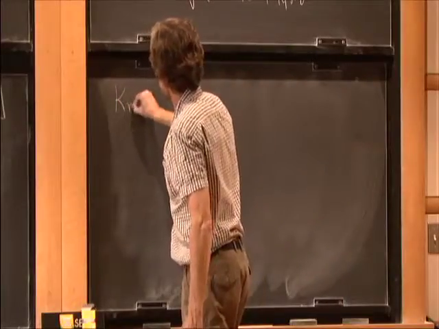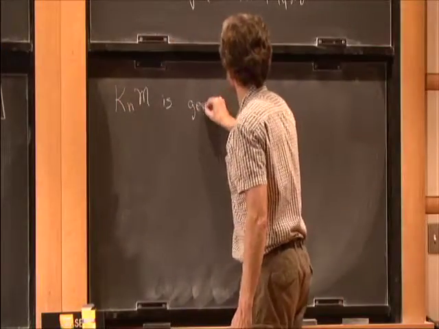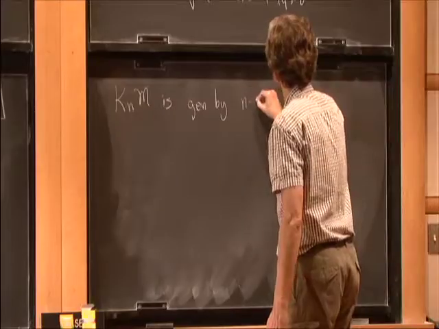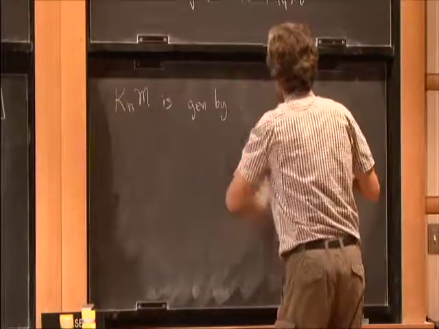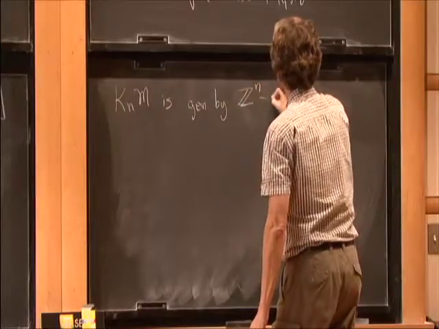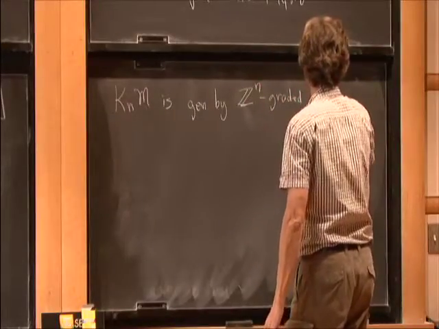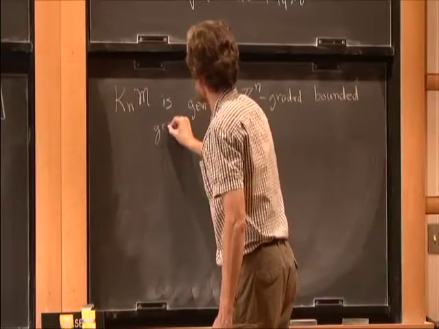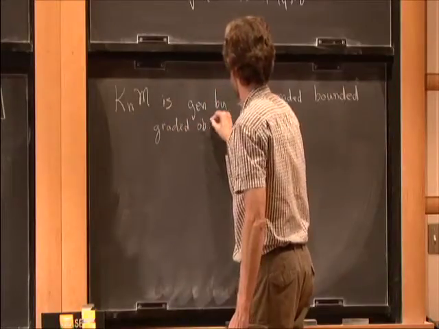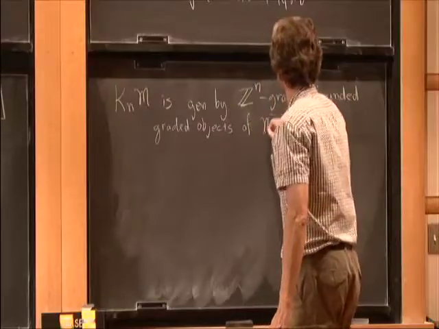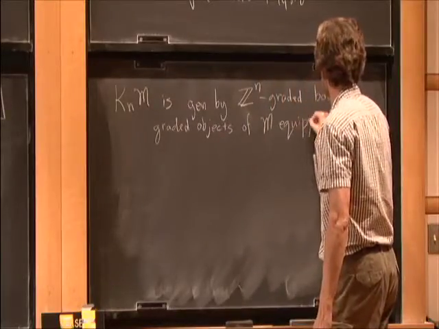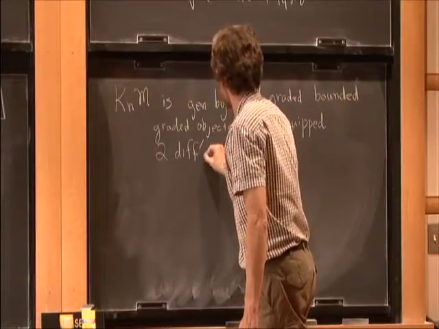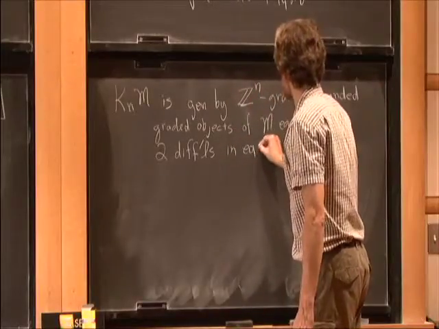So, it means Kn of M is generated by n-dimensional, let's put it this way, by Z to the n graded, bounded, graded objects of M equipped with two differentials in each of the n directions.